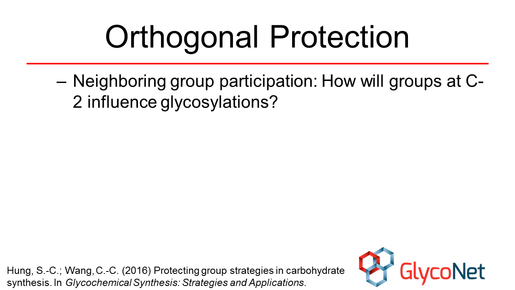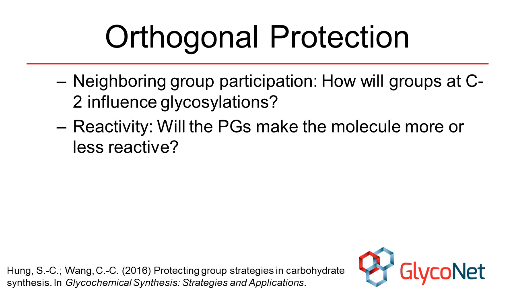One final consideration when choosing protecting groups is how they will affect the reactivity of your molecule. Using electron withdrawing acyl groups versus electron donating alkyl or silyl groups can drastically change the reactivity of a given sugar molecule during subsequent reactions. We will discuss these factors more in the glycosylation module.